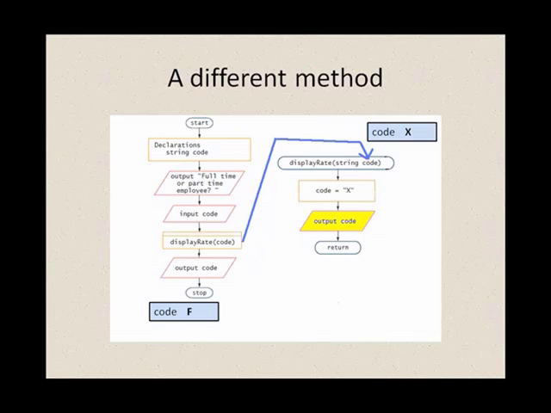When the displayRate method ends, the local code goes out of scope. And when you return to the main program, if you decide to output code, you get an F. The local code is the only code that exists. It's the only code that is visible in the main program.